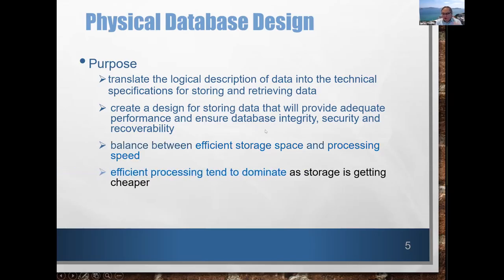And usually when you're trying to decide between these two, efficient processing tends to dominate. That means we try to optimize efficient processing, because storage space like hard disks are getting cheaper and cheaper nowadays, all right? Therefore, we try to optimize for faster processing speed versus how much duplication of data you have, all right?